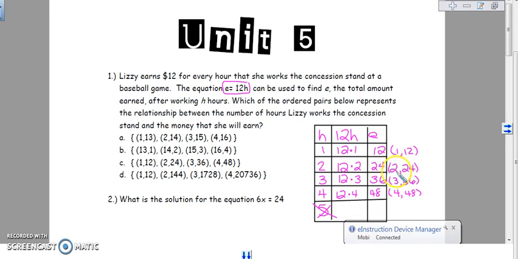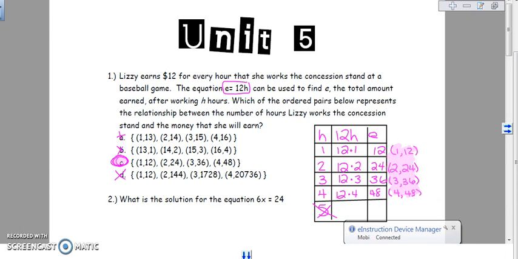So let's find that up here. 1, 13, nope. 13, 1, nope. 1, 12, okay, good. 2, 24, still good. 3, 36, and 4, 48. Perfect. C is our answer. I'm just going to check this line. No, absolutely not. So C should be my answer because it matches my coordinates that I found over here.